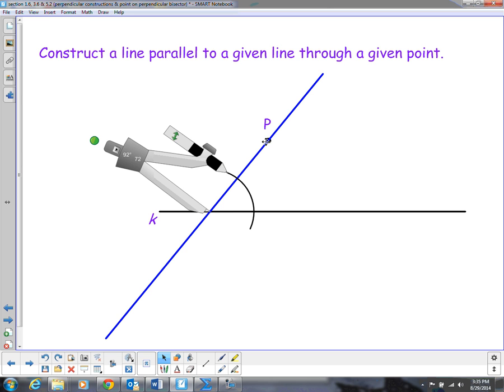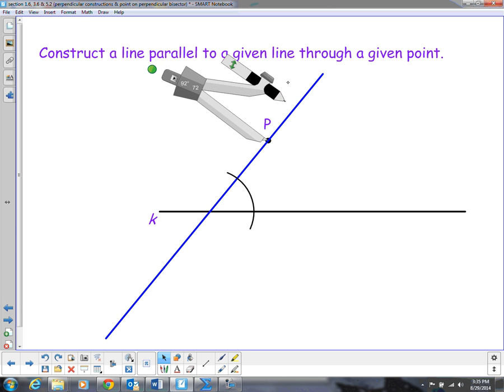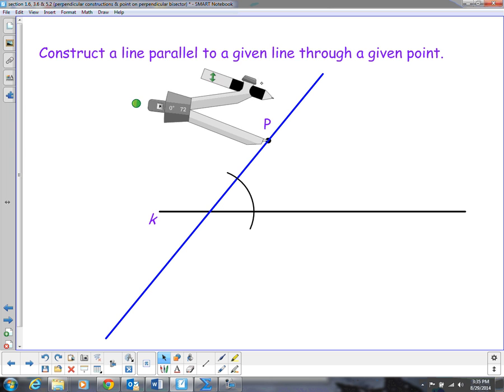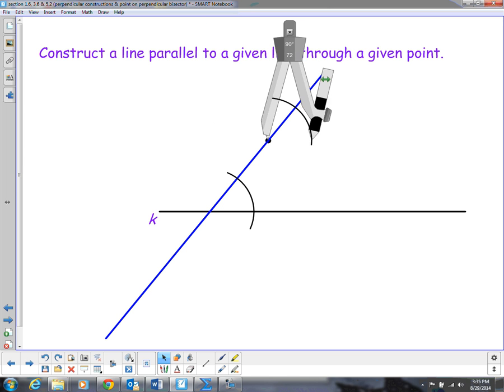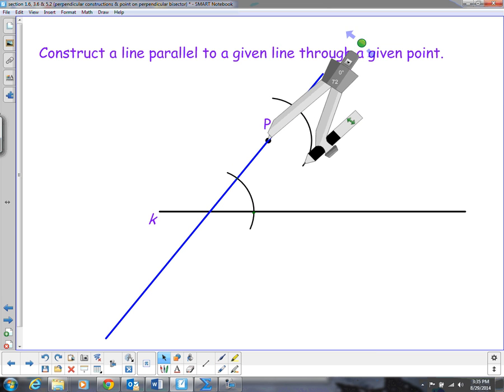All right, so now I'm going to take this compass point and slide it up to point P. Keeping the exact same opening, I am going to make an arc. So the distance from here to here is the same as the distance from there to there. Now we're going to measure this opening because I'm duplicating this angle. We've done this before.